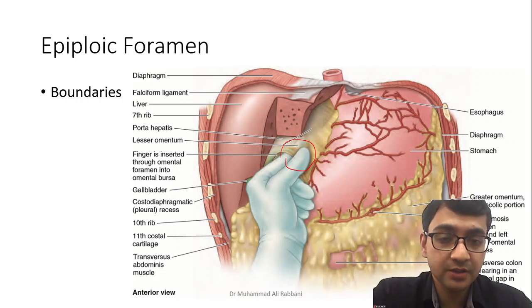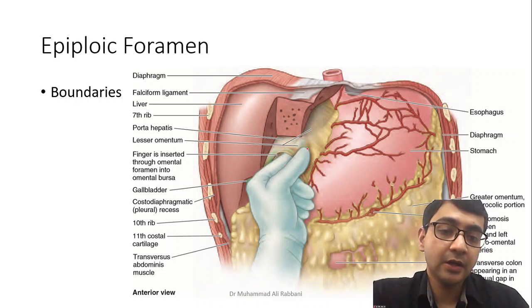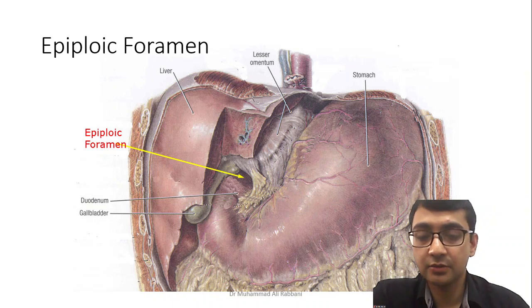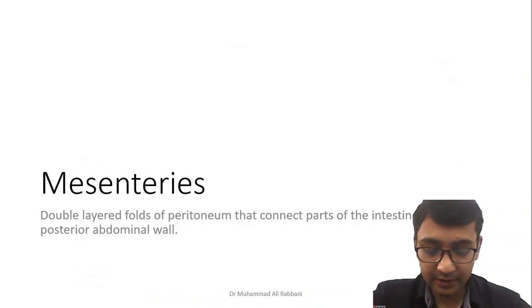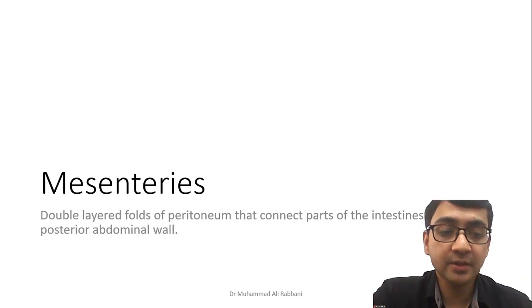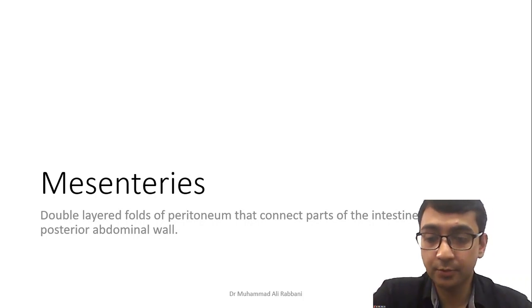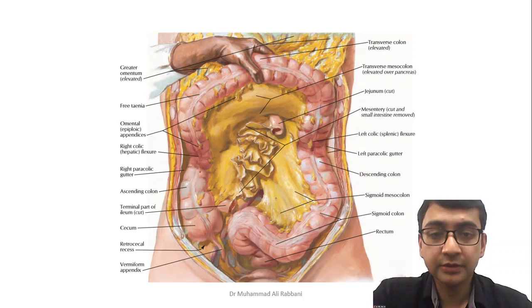Then you can do the surgical repair and then you can release it at your convenience. So these are the epiploic foramen, we have already discussed it. Mesenteries, these are the double-layered folds of the peritoneum that connect part of the intestine to the posterior abdominal wall. There are three basic mesenteries.